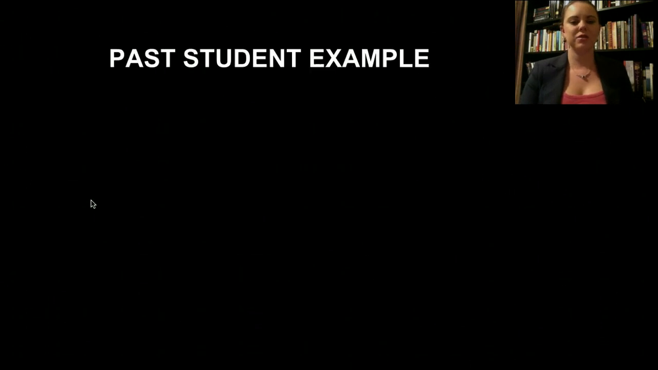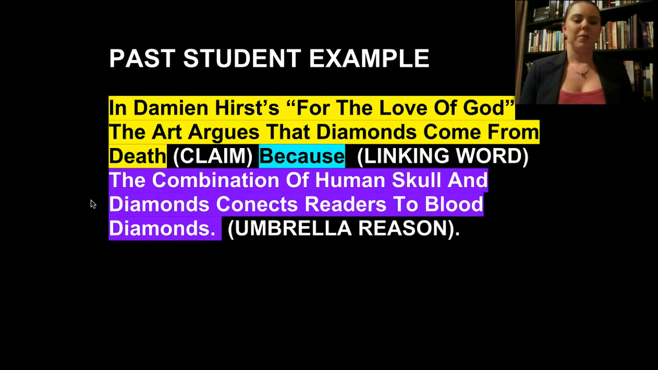Okay, so this is a student example. This is by no means the only thesis that you can pull from this. In Damien Hirst's For the Love of God, the art, we're defining it, argues that diamonds come from death. That is the claim. Because, our linking word, the combination of human skull and diamonds connects readers to blood diamonds. So this is one direction you could go with it, but by no means the only one.